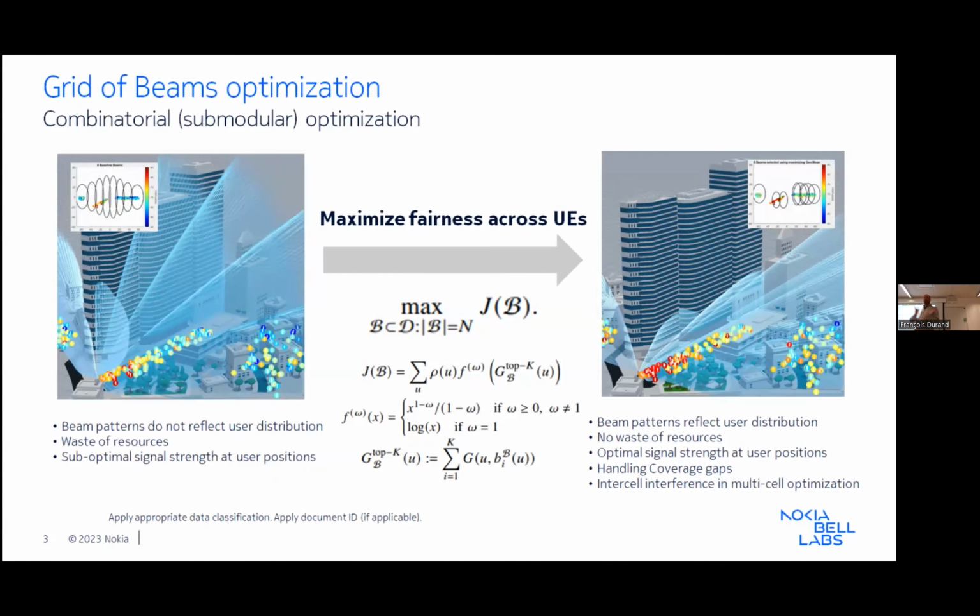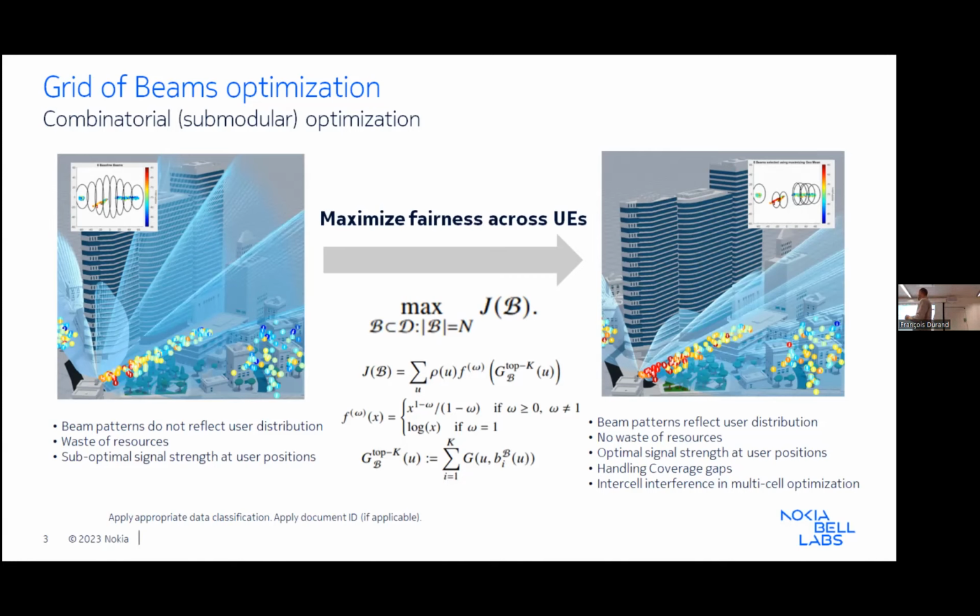Basically, we are optimizing the codebook, something similar to what François just talked about. So this is for SSB. I'm not sure how many of you are really into this kind of domain, probably you. But this is for SSB and CSI-RS beam optimization. So basically, the same algorithm can work for both with some small adjustments.